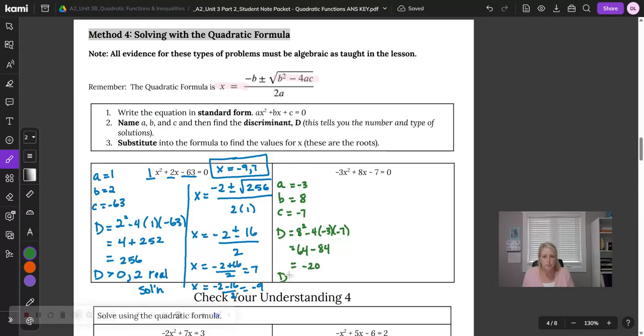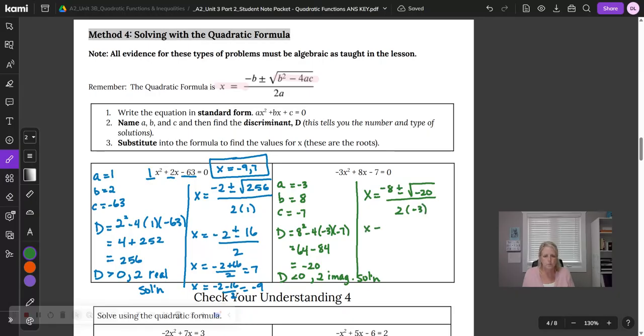And if my discriminant, which is inside the square root sign, is less than 0, that tells me I'm going to have 2 imaginary solutions. So that tells me I should have i in my answer when I do this. Okay, let's solve for x. Here we go. x equals, using the formula up here, -b, if b is 8, this is going to be -8, plus or minus the square root of my discriminant, which we already know is -20, divided by 2 times a, which is -3.